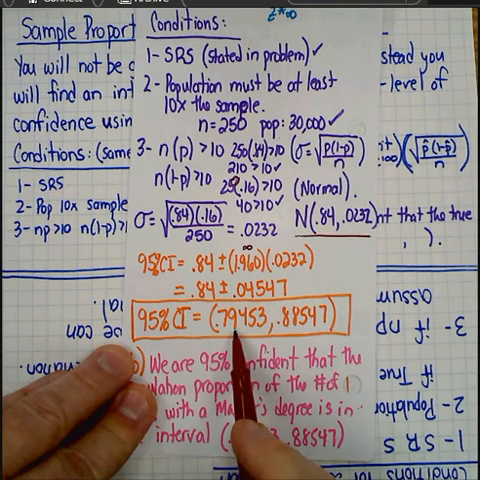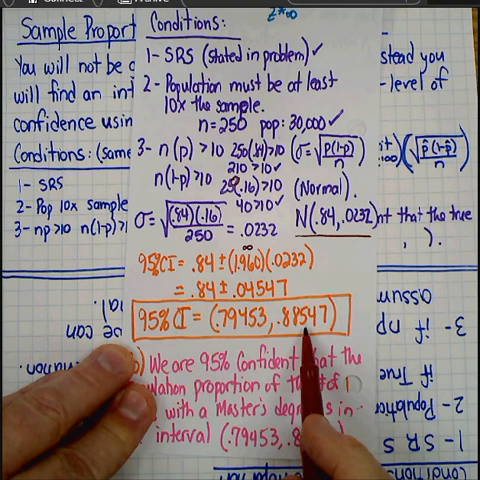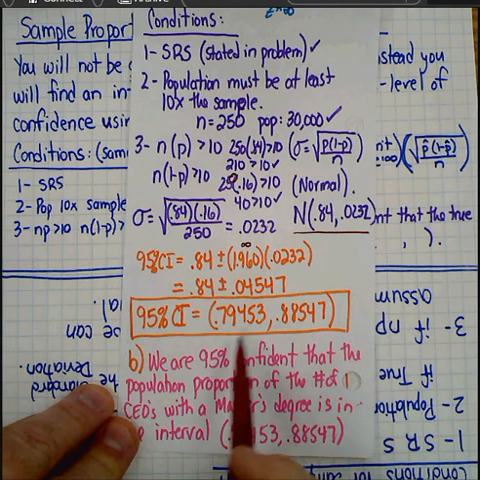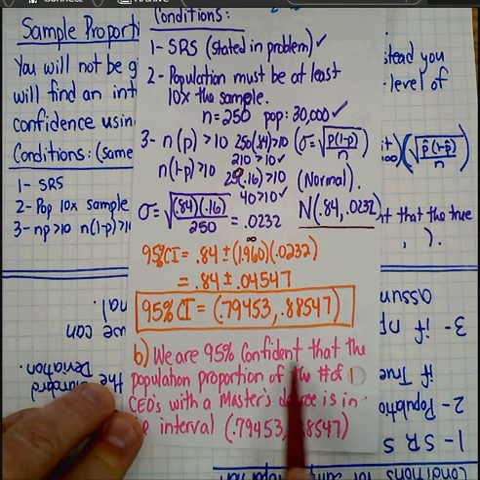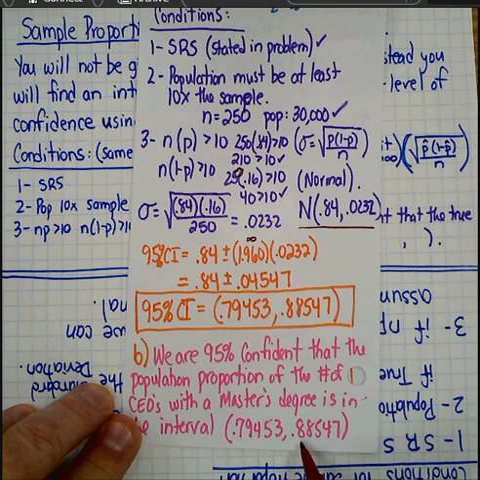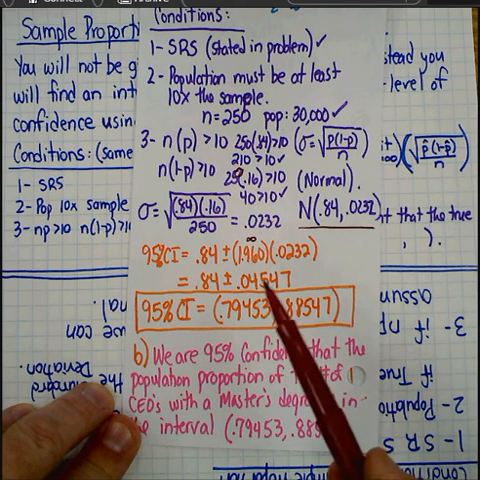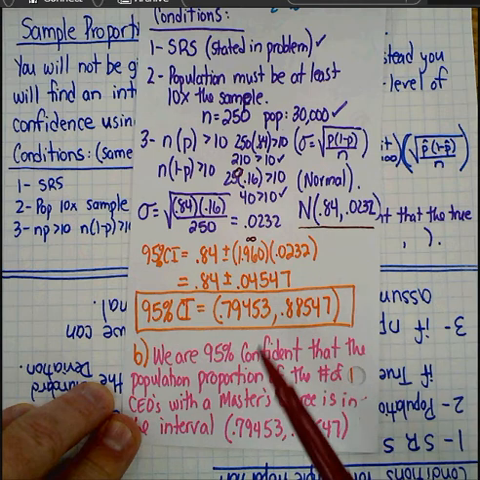So my 95% confidence interval is as low as 0.79453, all the way up to 0.88547. And then we make our conclusion. So this is the interval, that's the answer. The conclusion: we are 95% confident that the population proportion of the number of CEOs with master's degrees is in the interval 0.79453 to 0.88547. So the percent of CEOs having master's degrees will be someplace between 79.5% to 88.5% based on our sample. All right, so that's a quick version of how to calculate a confidence interval using sample proportions.